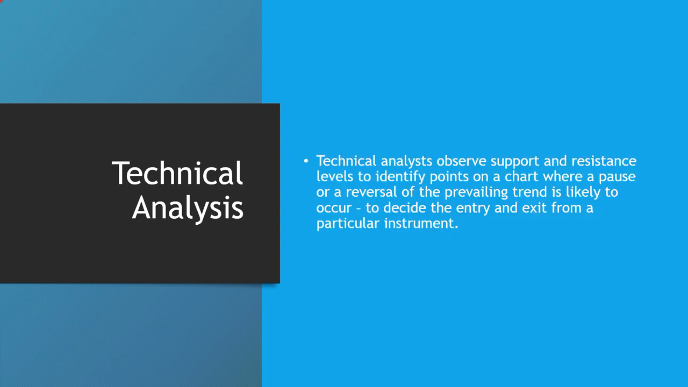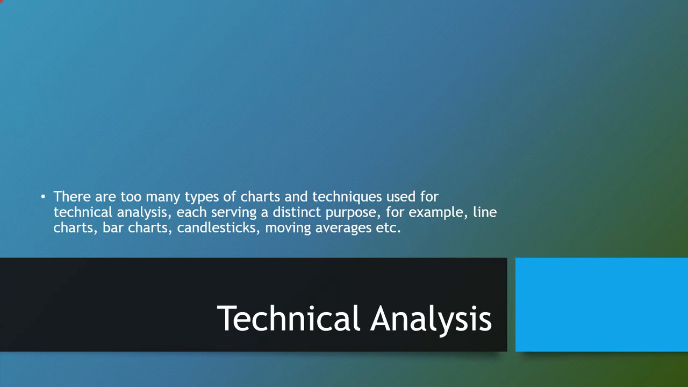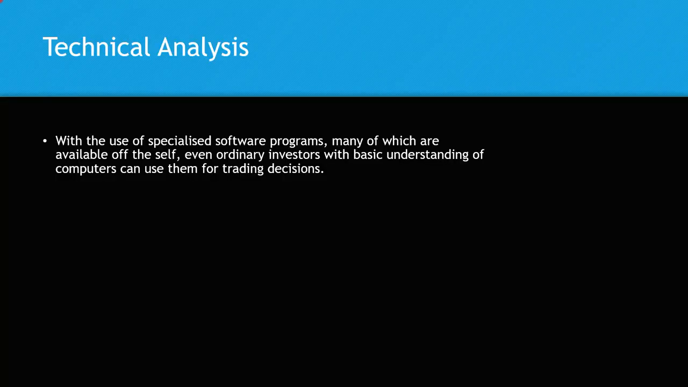Technical analysts observe support and resistance levels to identify points on a chart where a pause or reversal of a prevailing trend is likely to occur, to decide the entry and exit points for a particular investment. There are many types of charts and techniques used for technical analysis, each serving a distinct purpose. For example, line charts, bar charts, candlestick charts. These are the three most prevalent types of charts. Today we're going to touch on them in about a second each, because we also have an entire lecture on the different types of charts and how to read charts.